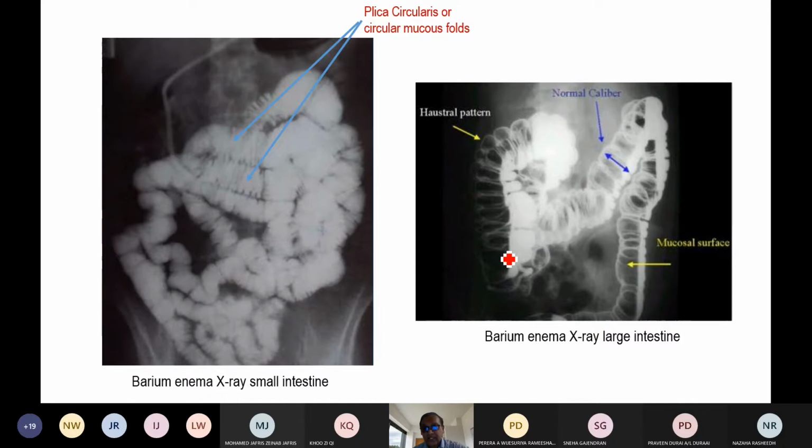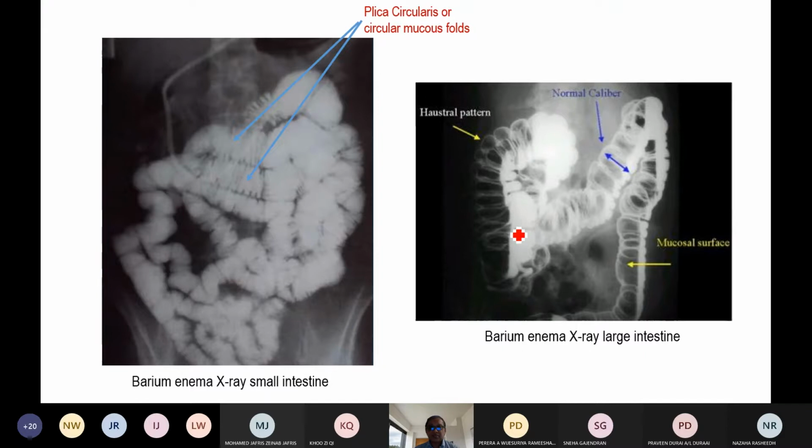Because this is clinically called mottled, M-O-T-T-L-E-D. Mottled means there is stool, fecal matter, and this fecal matter is acted upon by coliform organisms. It produces a lot of gas. So gas and fecal matter together give a peculiar appearance. This black shadow is actually the gaseous shadow of the mottled haustral pattern of the large intestine.